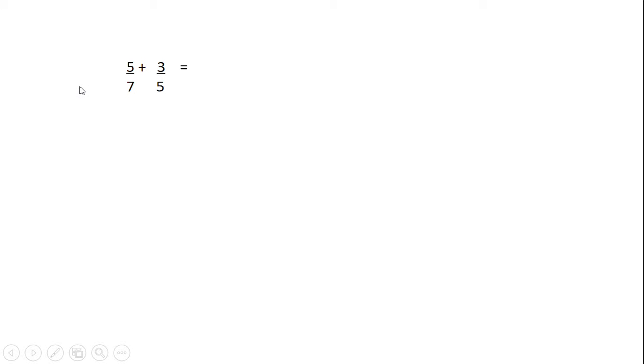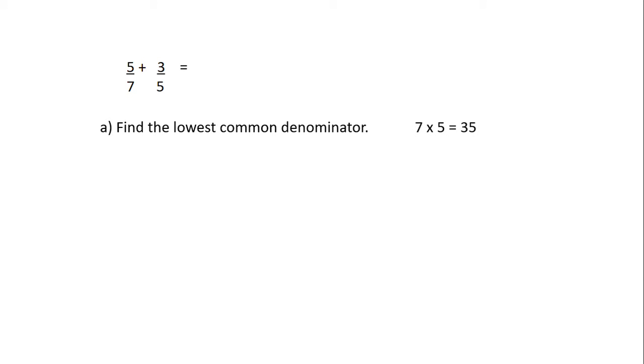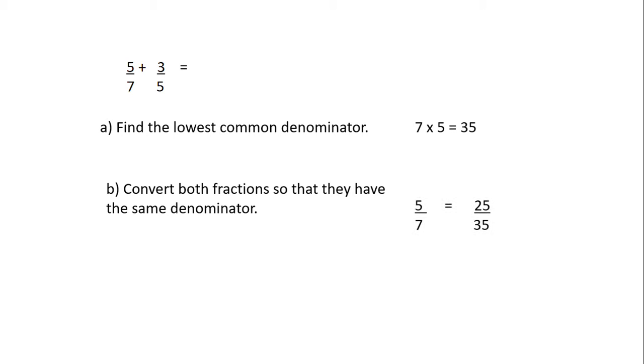Again, I'm going through this just to show that algebraic fractions are exactly the same, and we can get to quite complicated algebraic fractions just by following these basic principles. So find the lowest common denominator by multiplying those two denominators together. 7 times 5, that's going to make 35. We're going to end up with 5 over 7 equaling 25 over 35, just by multiplying both of those by 5. We're going to end up with 3 over 5 becoming 21 over 35.